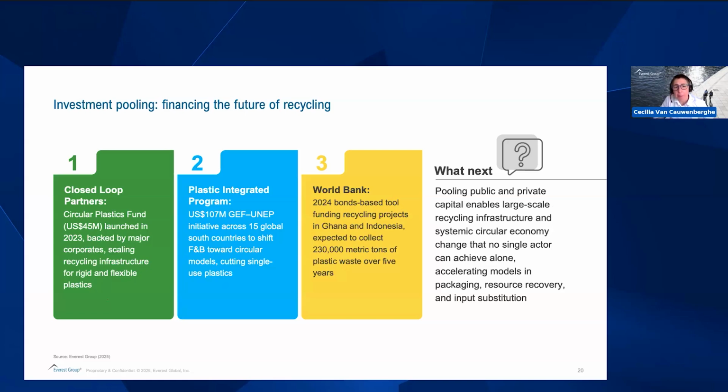This is a practical example of how verified data becomes currency at some point. It reduces perceived risk for investors, again, expands the circular finance market, and ties capital access directly to operational performance. Together, these initiatives represent three tiers of financial innovation: corporate pooling for mature markets, blended development finance for emerging regions, like the 15 countries, and impact-linked bonds for global capital markets.